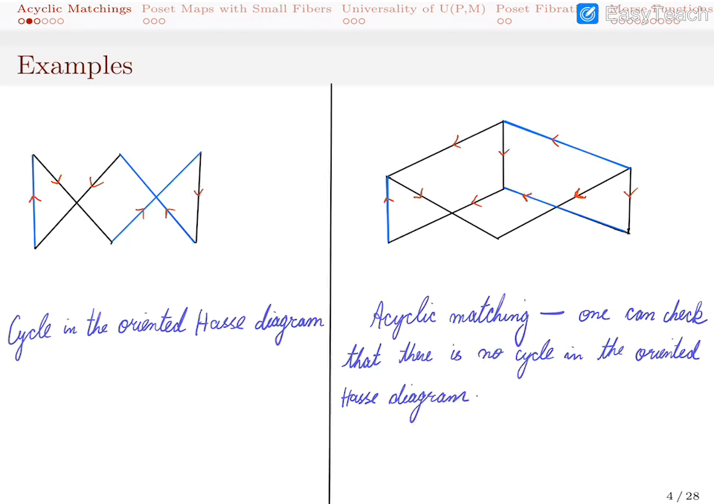Next we look at a couple of examples. For example, in this one we have a cycle, because if you look at this POSET where the matched edges are in blue, and you have the orientation as I prescribed earlier, then this is a cycle. You go this way, whereas this matching with this POSET and these blue edges as the matched ones is clearly acyclic. You can just check that.